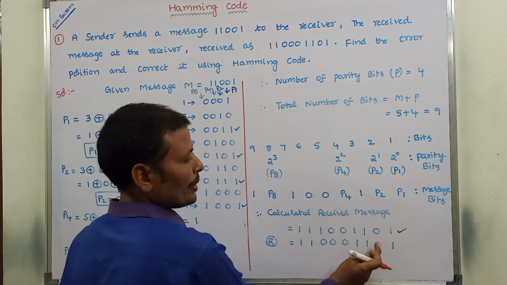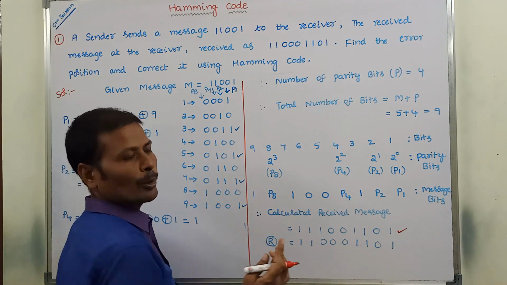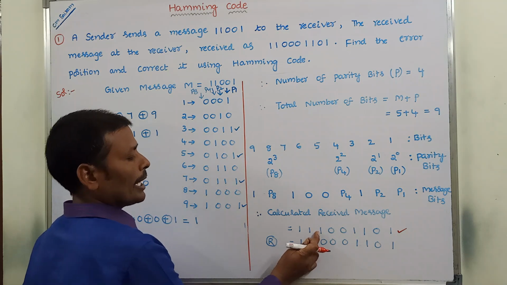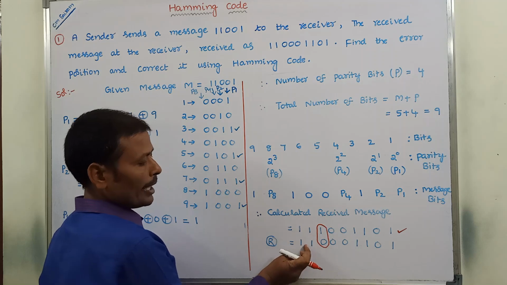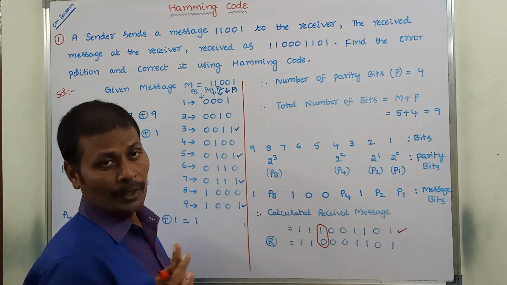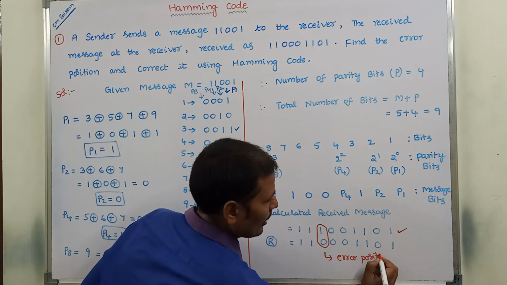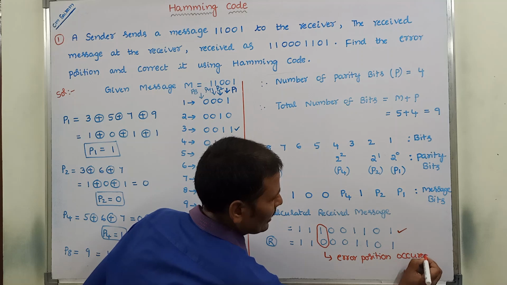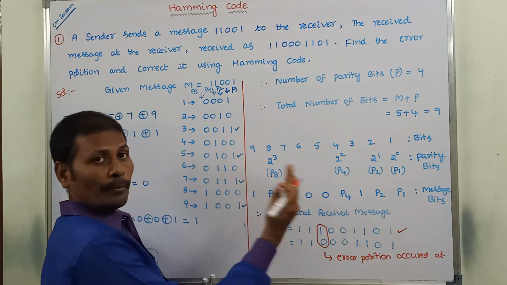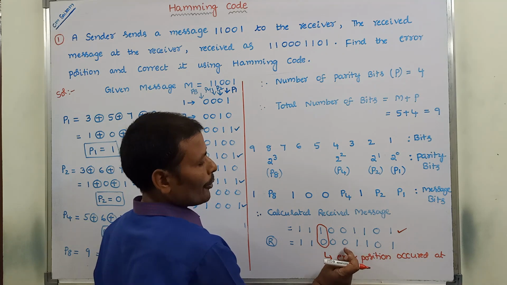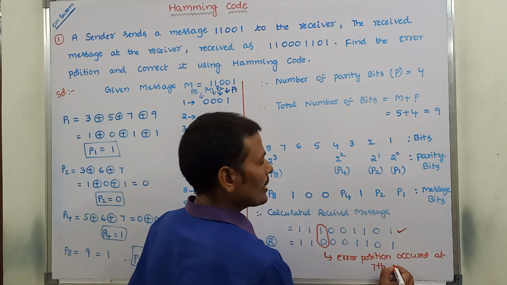Here one, both are same. Here zero, both are same. Here one, both are same. Here one, both are same. Here zero, both are same. Here zero, both are same. Here one, here zero, both are different. Next one, both are same. Here one, both are same. Only one error position occurred at which position? We have to calculate it from LSB position. Count the position from LSB to MSB. 1, 2, 3, 4, 5, 6, 7. At the 7th position, we are getting the error. Error position occurred at 7th position.